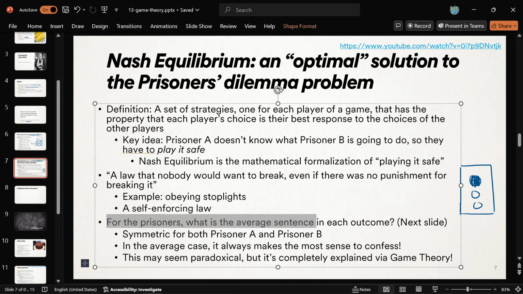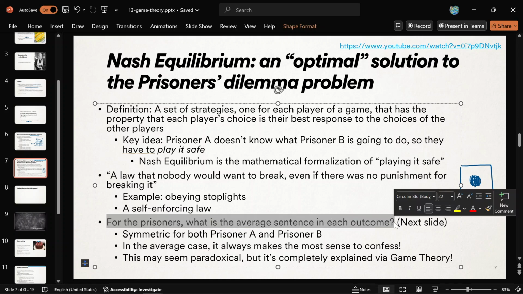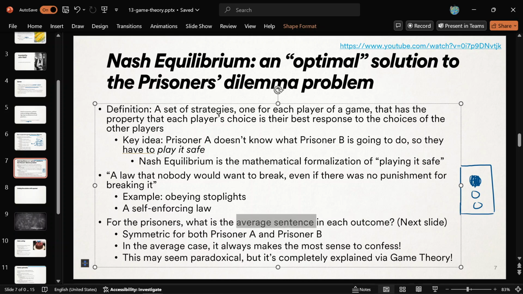And so for the prisoners, we would like to figure out: I cannot control what the other person does, so what's the best outcome for me? It's going to involve taking averages of each possibility. All right, we're going to take some averages. What's the average sentence in terms of what I can control? Let me draw that for us. We can talk about this problem through the lens of either prisoner because it's a symmetric problem. So let's zoom in on prisoner A, because you could solve this for prisoner B as well. It's going to be the same answer though.